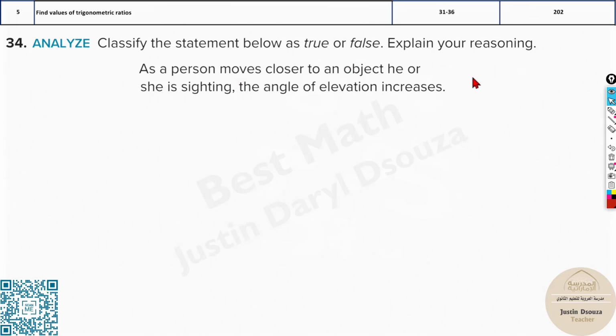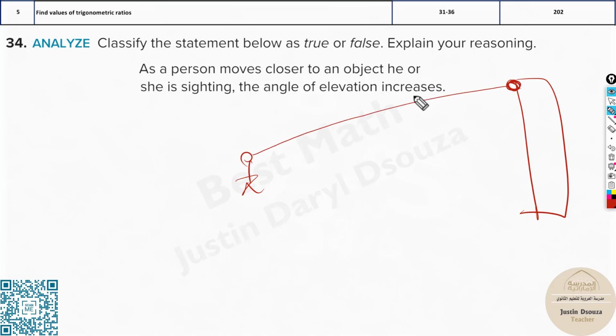Classify the statement below as true or false. Explain your reasoning. As a person moves closer to an object, the angle of elevation he or she is sighting increases. Let's imagine this is the person over here, and this is the object, maybe a big wall, and there's a beautiful ornament over here at the top. So this is your angle of elevation, right? You're looking up. Now this person is walking, walking, walking, coming over here. Now here is the same person, with the same line of sight. Don't think this guy is short, it's the same person.